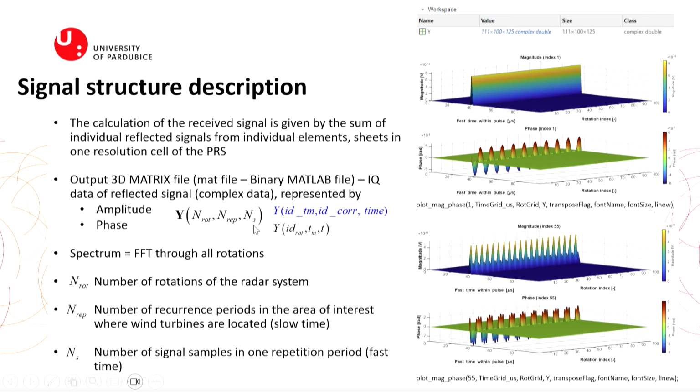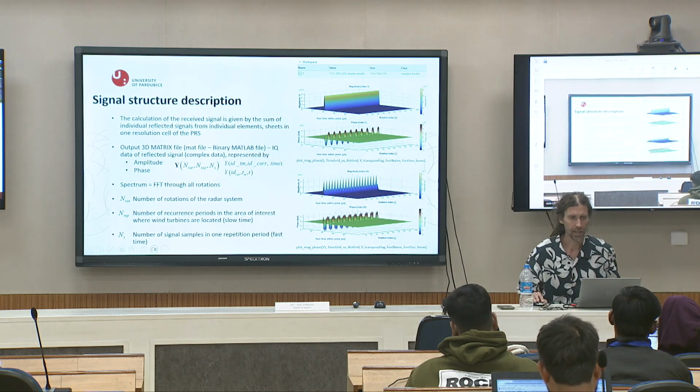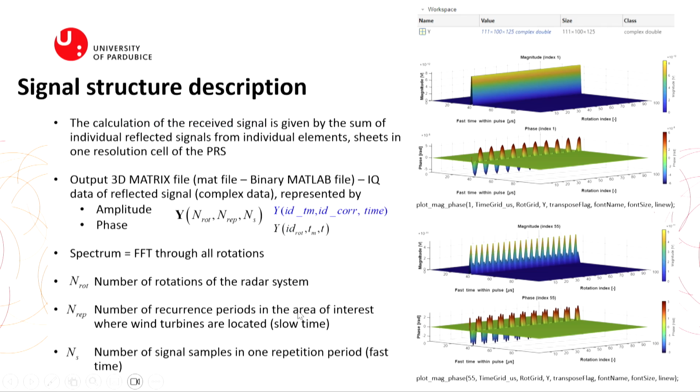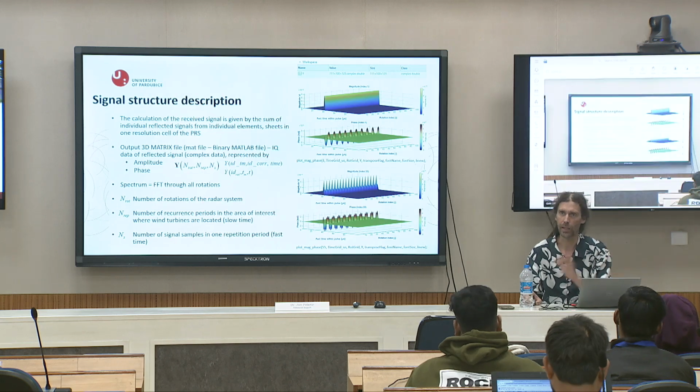The spectrum is of course taken so that we compute the FFT through all of one rotation, and it is one spectrum. Through the other rotation, again another spectrum, and so on. So n-rot is the number of rotations of the radar system, like 1, 2, 3, 4, 5 in the spectrogram, and rep is the number of recurrence periods in the area of interest where wind turbines are located. We call it slow time already. And ns is the number of signal samples in one repetition period. It is fast time. So slow time, fast time, number of rotations: a 3D matrix.